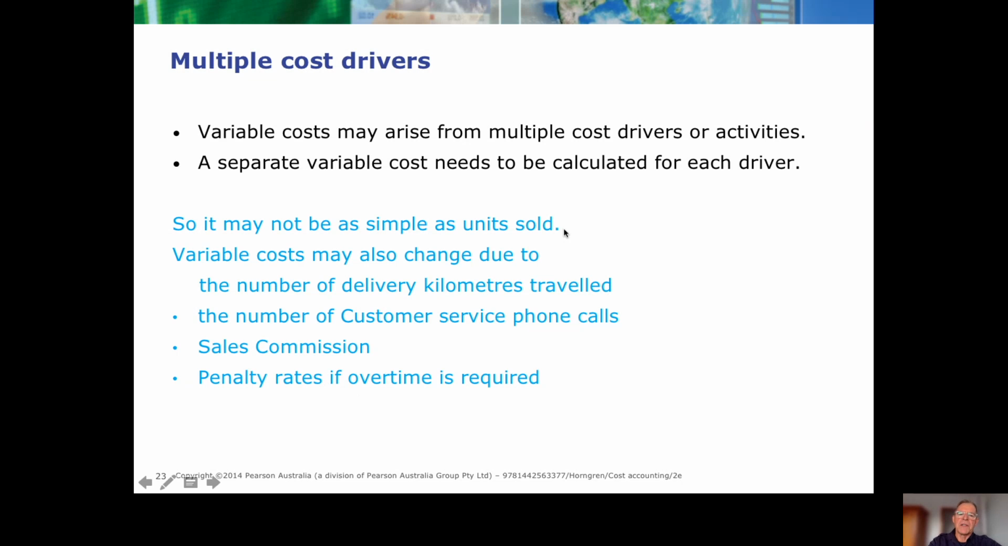The other thing to consider is that there may be multiple cost drivers or activities driving the variable cost up, not just units sold. Perhaps as units sold increase, the number of delivery kilometres travelled might increase, and also the number of customer service phone calls, sales commission, and maybe penalty rates might kick in if overtime is required. So there's a range of what-if scenarios we need to consider, not just one flat variable cost.